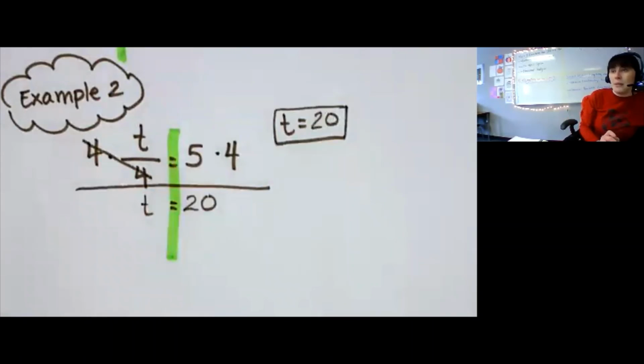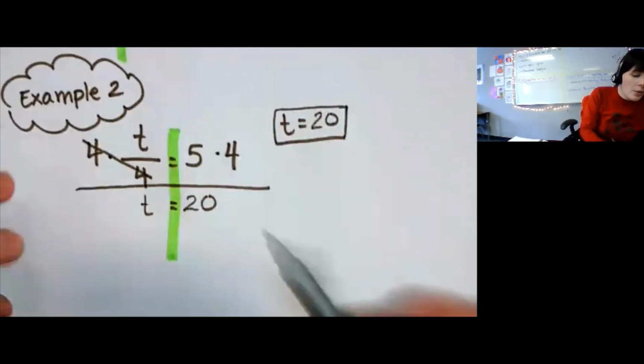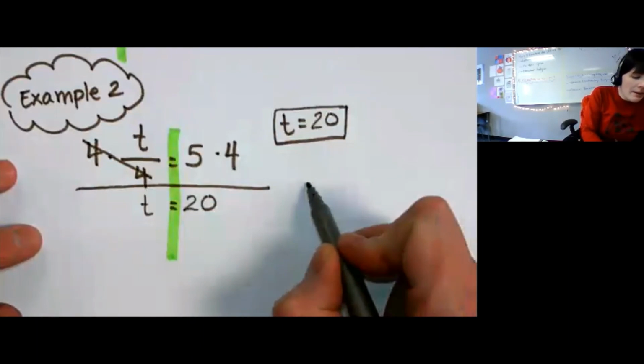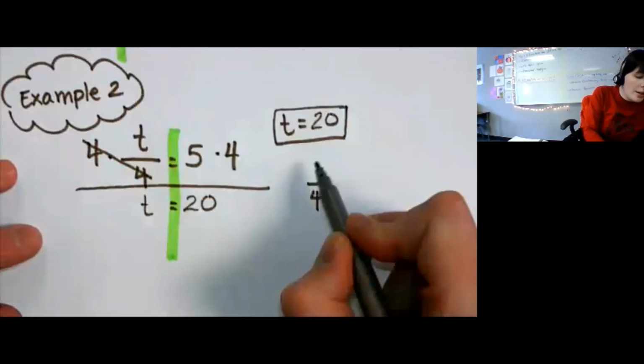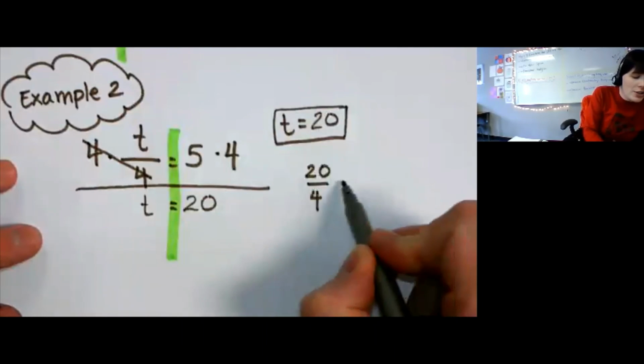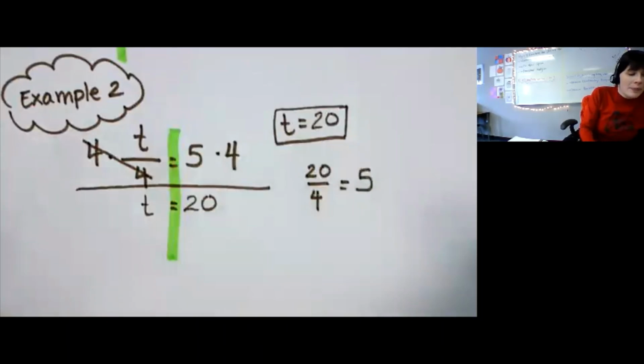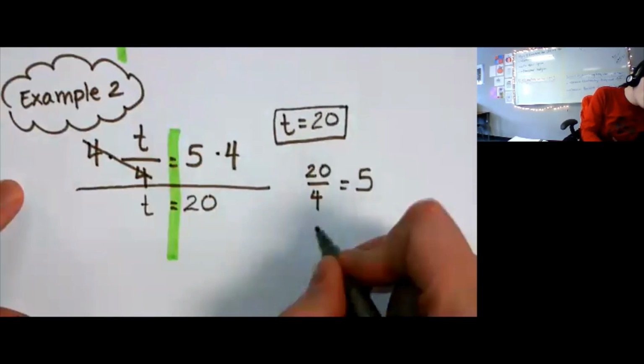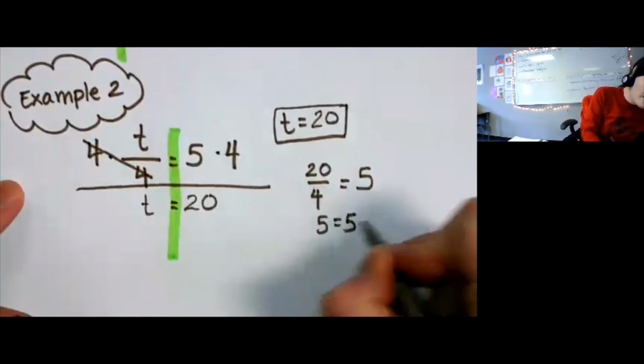And it is now time to check our work. So the original equation was t divided by 4, so we're just going to go ahead and put in 20 divided by 4, and that should give us 5. 4 goes into 20 5 times, and so we know that our answer is correct.